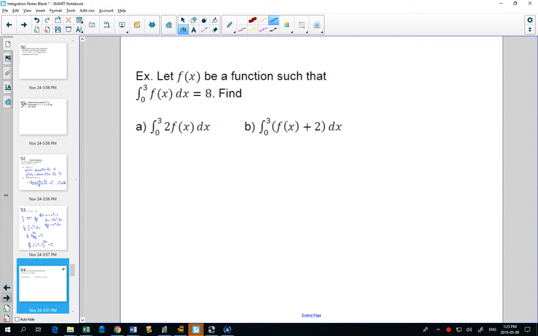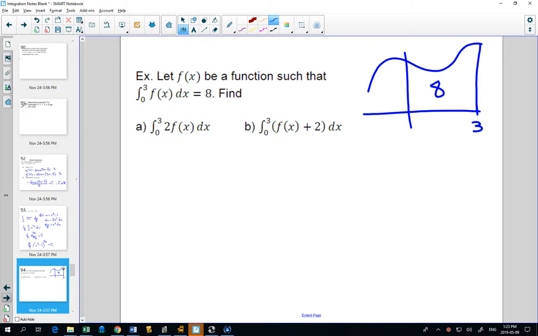These ones are a little bit more difficult because you're working with the properties. You're told that the area under a curve f of x, even though we don't know what f of x is, from 0 to 3 is equal to 8. So we've got who knows what kind of curve it is. But apparently this area from 0 to 3 is equal to 8. And the question is, how do we find these other areas?